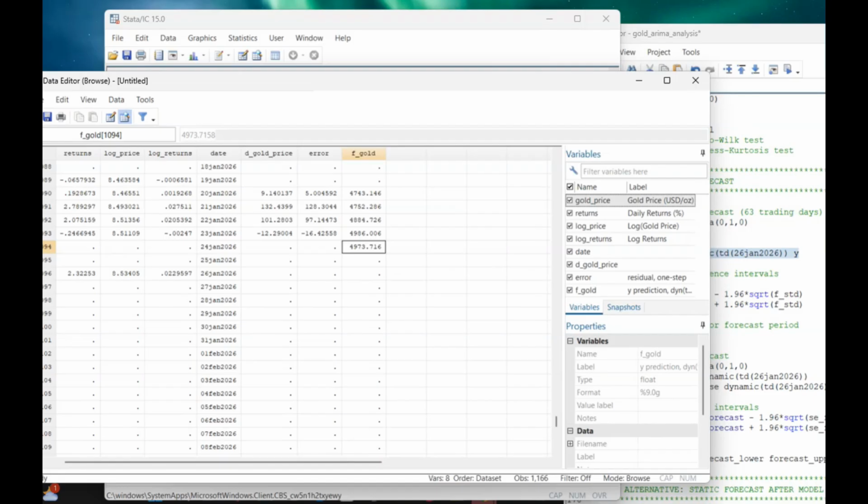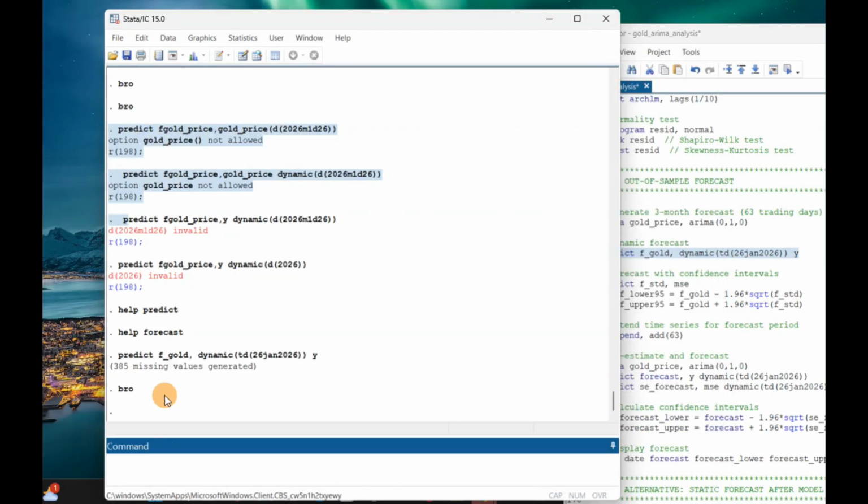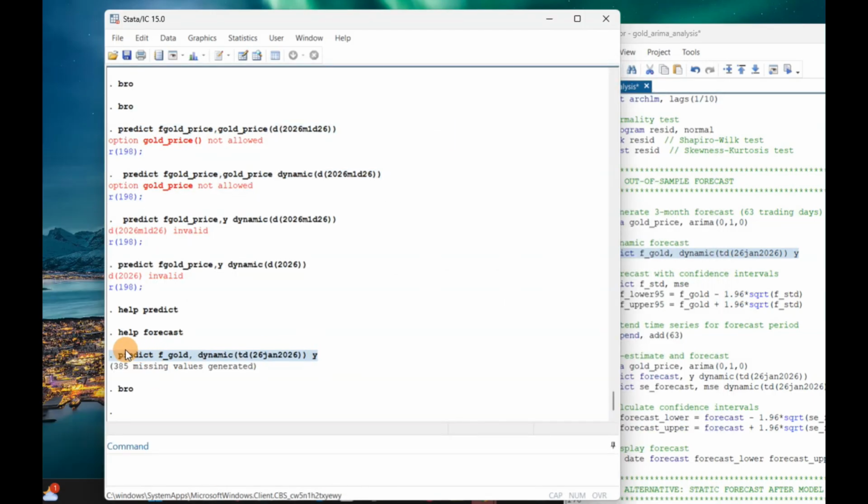Can we plot our F gold against the gold price and see the evolution? Can we plot the normal and also the forecasts? Let us type T S line. But now, is it okay? Yes, it's okay, with gold price. So shall we run the predict code first?